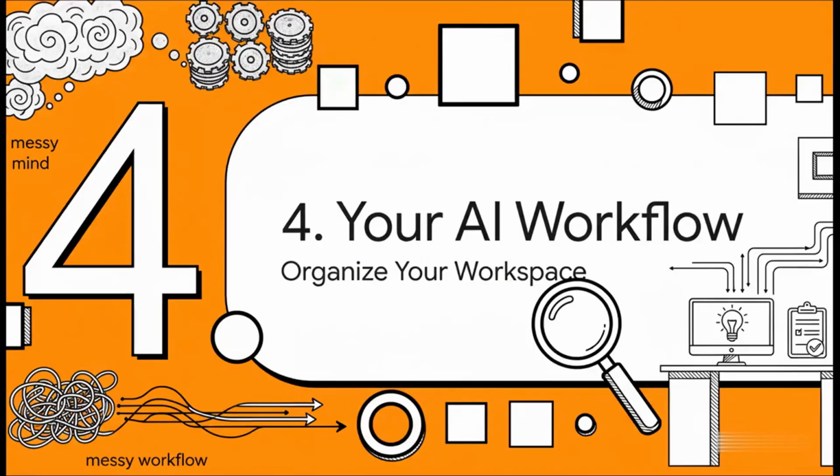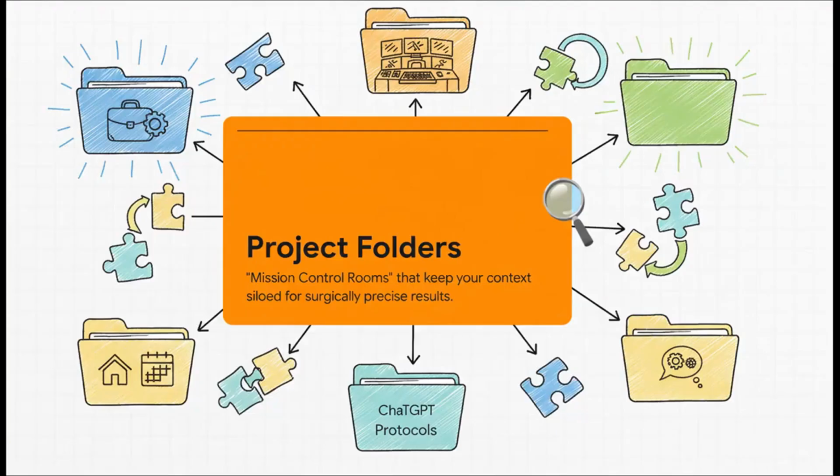So, now that we know how to command the AI, we need to get organized. A messy workflow leads to mediocre results. It's as simple as that. So, let's fix it. Protocol 4 is all about using project folders. I want you to think of these as mission control rooms. Each one is a dedicated, siloed space for a specific project, a client, or a whole area of your life.